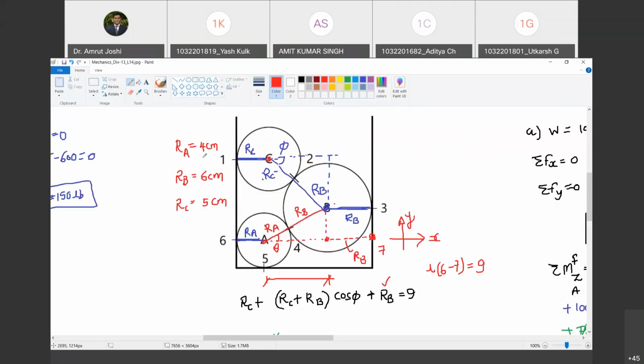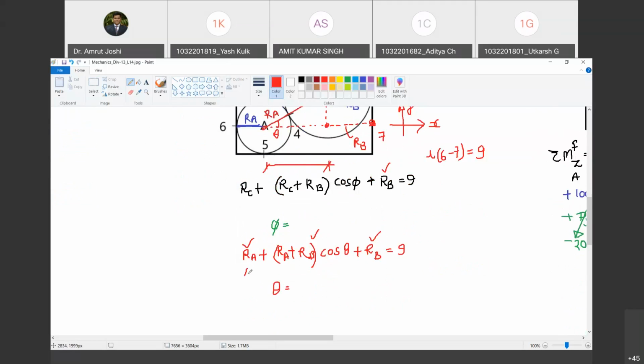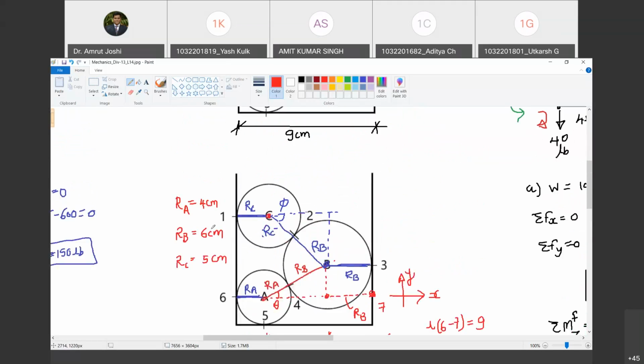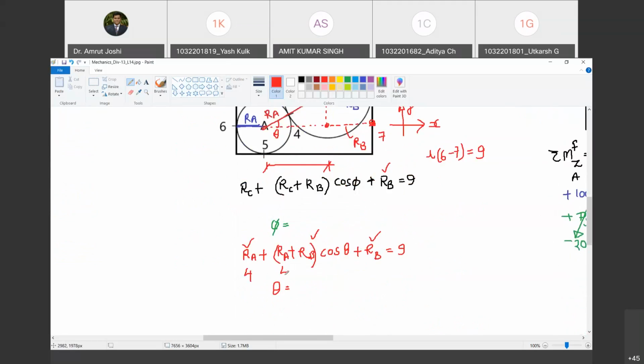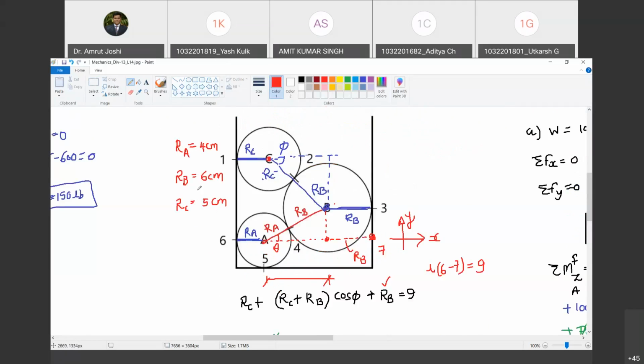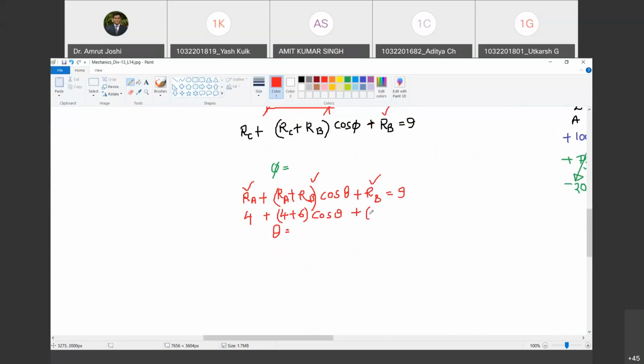What is RA? RA is 4 centimeter. How much is RB? 6 centimeter. So this is 4 plus 6 cos theta plus RB. What is RB? 6 centimeter. This is equal to 9. So you can solve for theta. Can you tell me the value of theta?